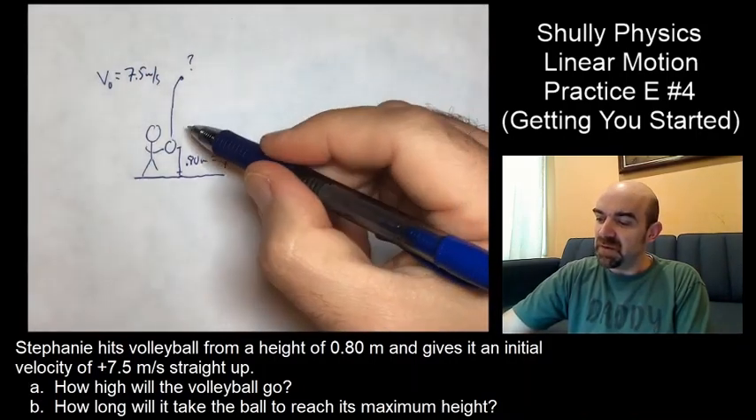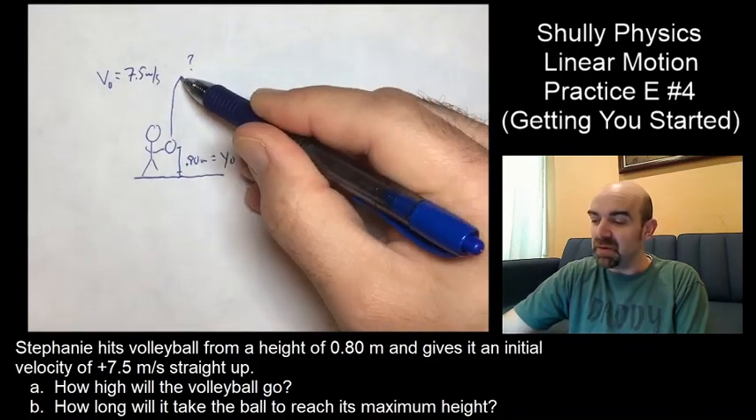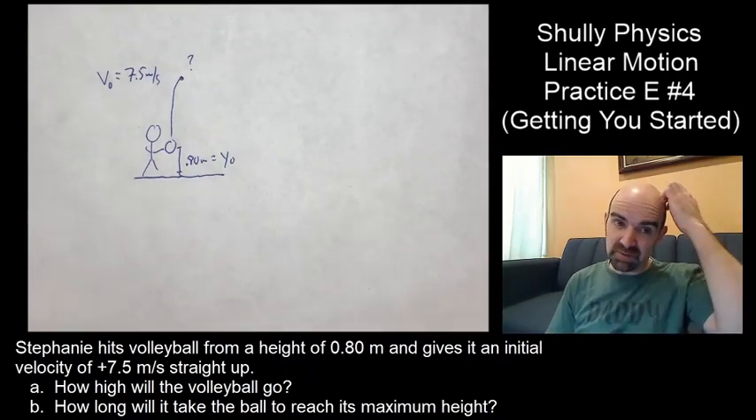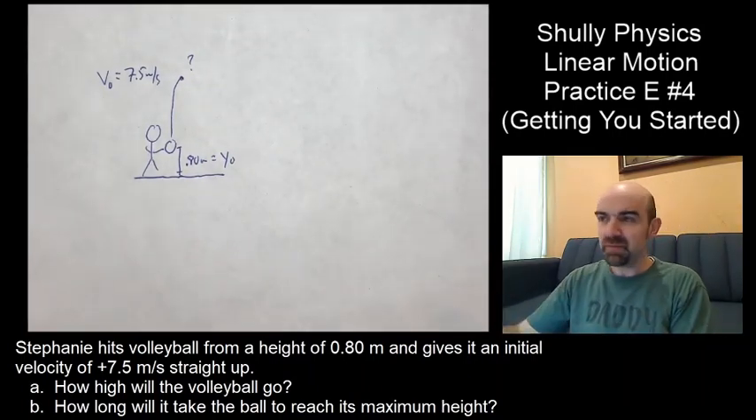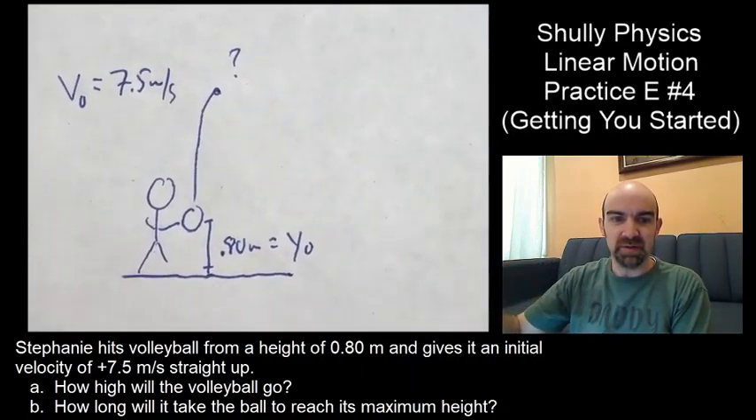So first off, this ball is going to be slowing down as it reaches that top point. And later on, it's going to speed up. But this problem's not really looking at what happens as it falls, just looking at what happens as it goes up.